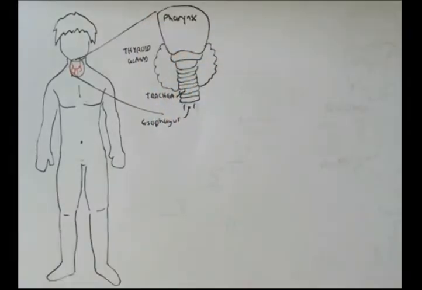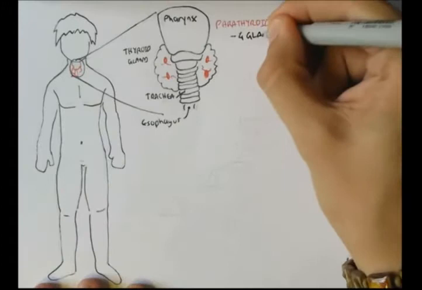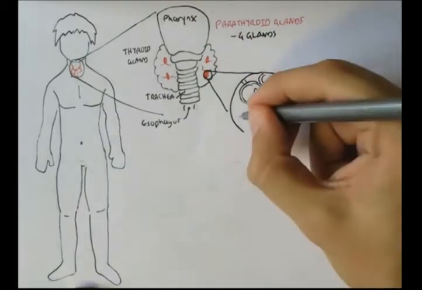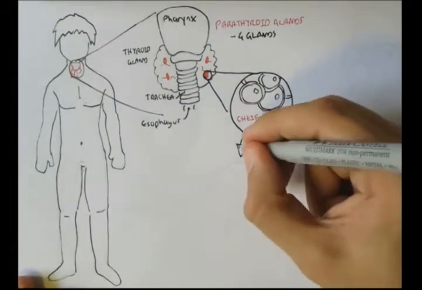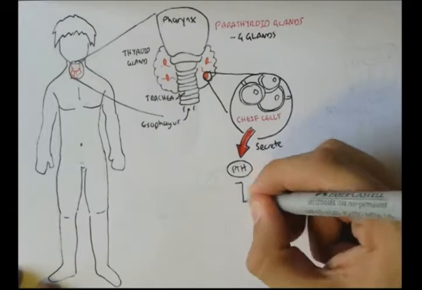Now the parathyroid gland is found here on the dorsal side of the thyroid gland, meaning the back, and there are actually four parathyroid glands, two on the left and two on the right. These glands consist of a few cells, one of which are called the chief cells. Now these chief cells are the cells which produce and secrete the parathyroid hormones.